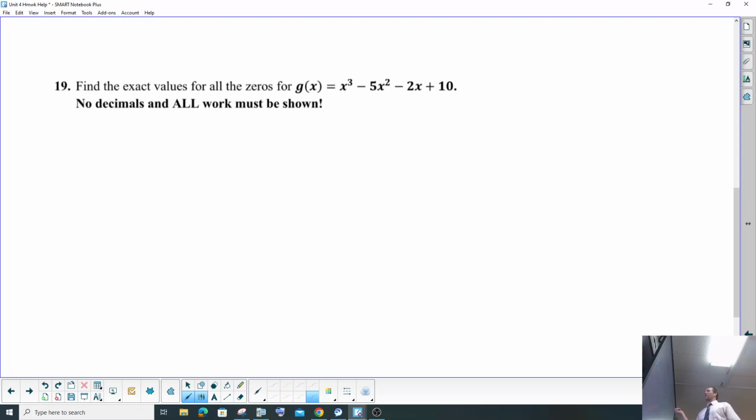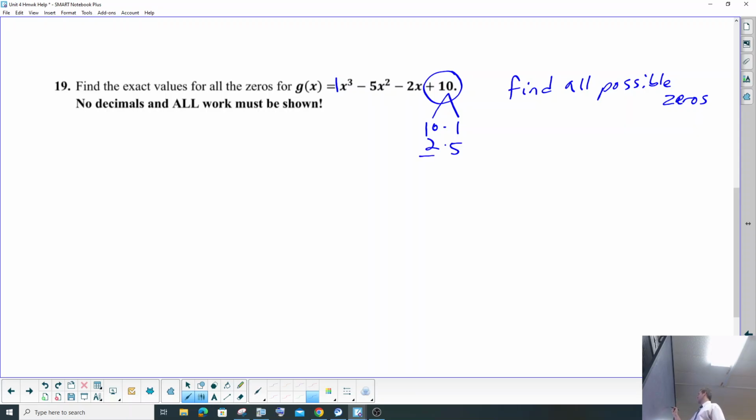So what you have to do first is find all the possible zeros, right? So find all possible zeros to narrow it down, and then we'll find the actual ones that work. So remember, we take 10 and we list all the factors. So 10 times 1, 2 times 5, 5 times 2, 1 times 10, and then divide them all by 1. So we get x equals plus or minus 1, 2, 5, and 10.